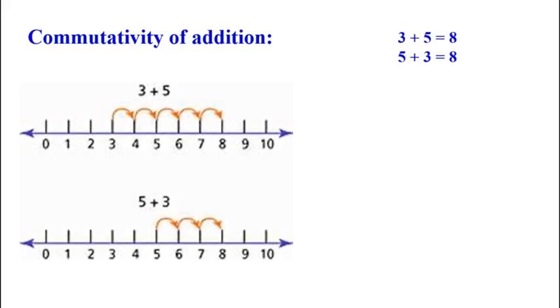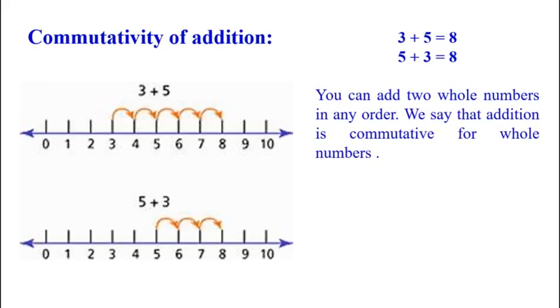Then commutative law. Commutativity of addition. So, you can take 3 plus 5 is equal to 8. And 5 plus 3 is also equal to 8. So, we can prove this in number line also. So, 3 plus 5, if we add 5 with 3, then we will get 8. Or if we add 3 with 5, then also we will get 8.